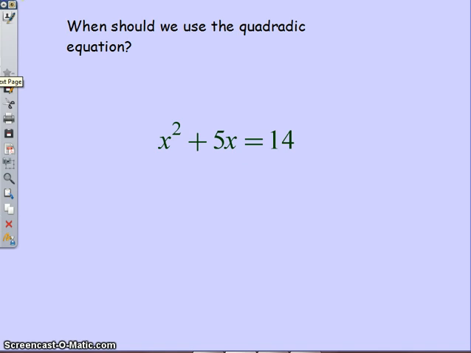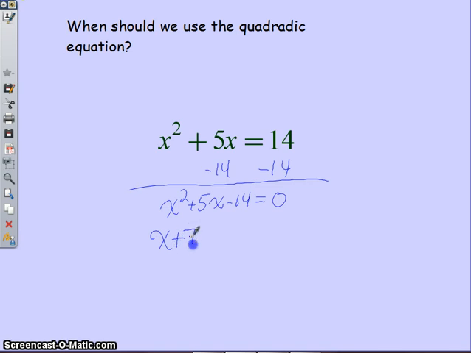So, when should we use the quadratic equation? Would we use it here? Well, first we have to put it into standard form, so we'll subtract 14 from both sides. Now, how would you want to solve this? You could use the quadratic equation if you wanted, or, like most of us I think, we'd probably just factor and say x plus 7 times x minus 2 equals 0, so x plus 7 equals 0 or x minus 2 equals 0.